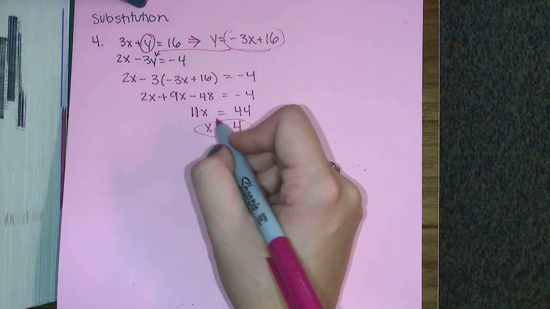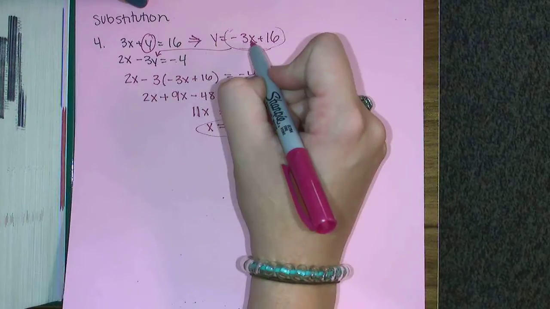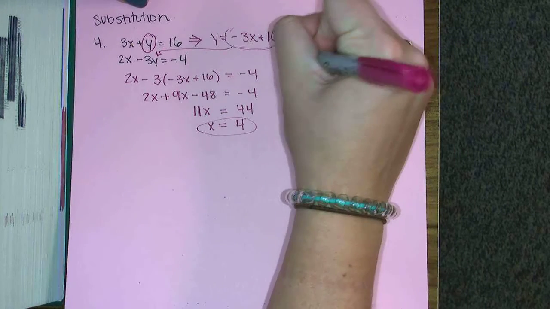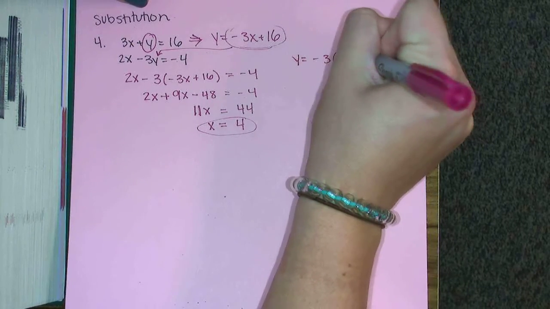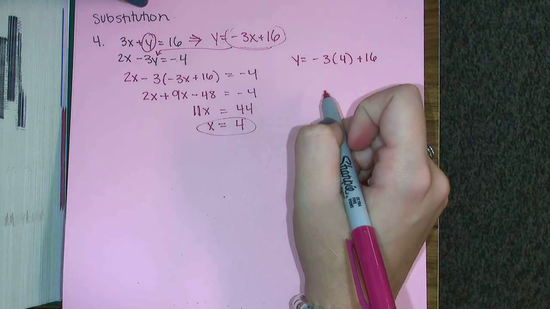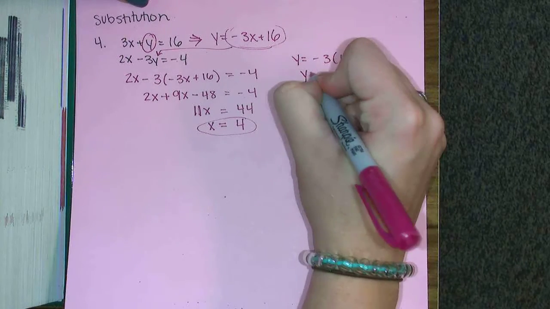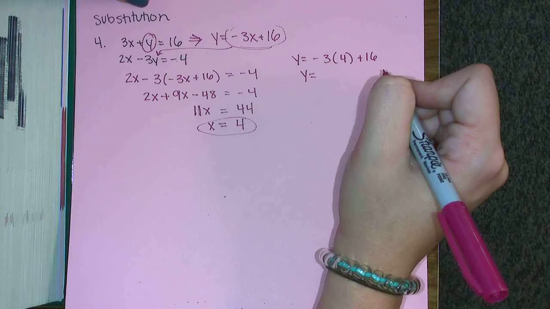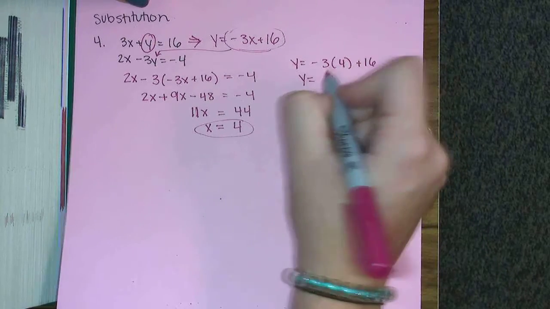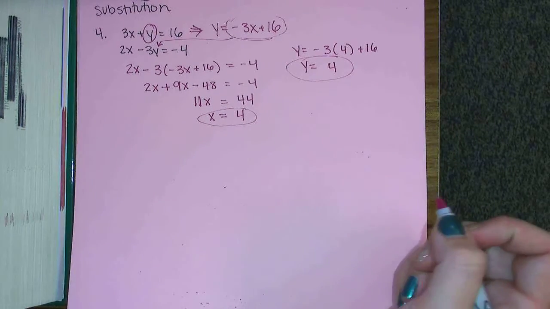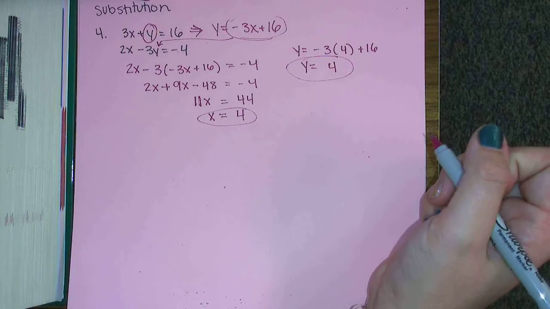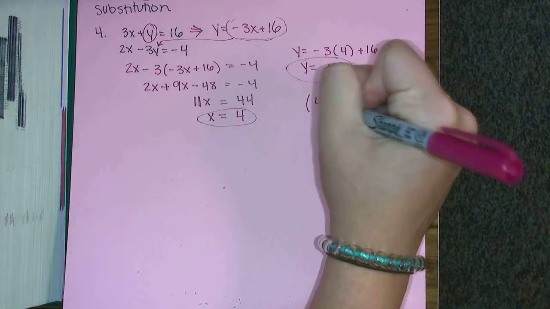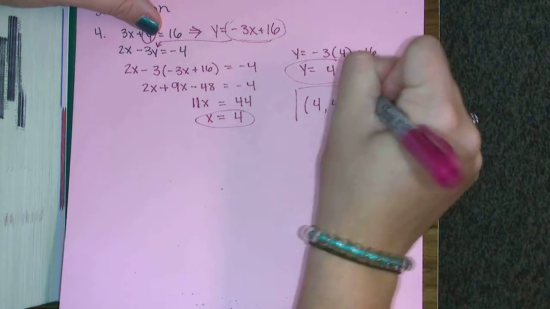Now I'm going to take this and plug this into an equation. I can plug it into this modified equation to make my life easy because I ultimately need to know what y is. So y is equal to negative 3 times 4 plus 16. So what is y equal to? Four. Sorry, somebody said something, but I couldn't understand what they said. So how do I write my answer, though? As an ordered pair, x first, then y. In this case, it doesn't really matter because they're both 4, but the answer is 4, 4.